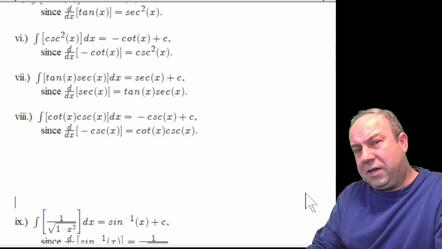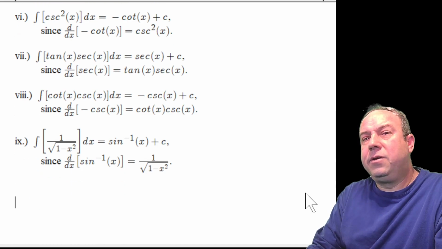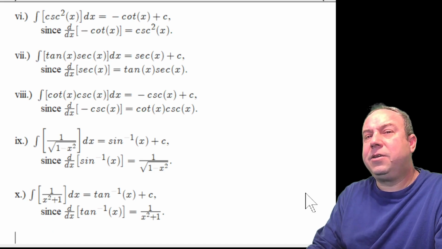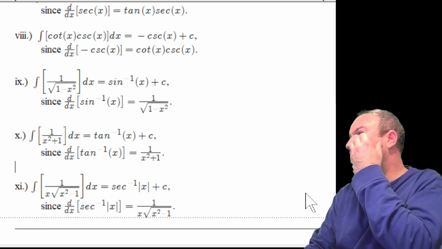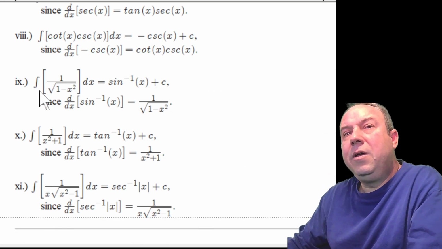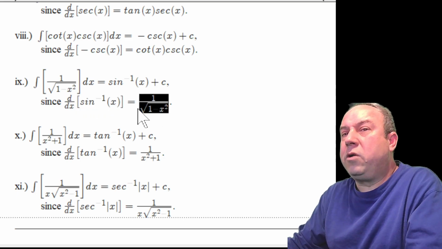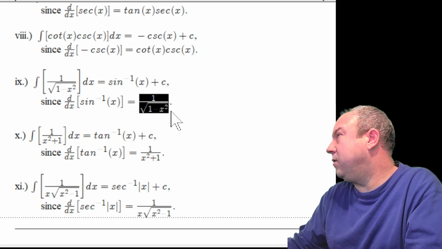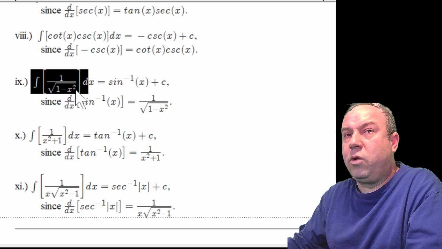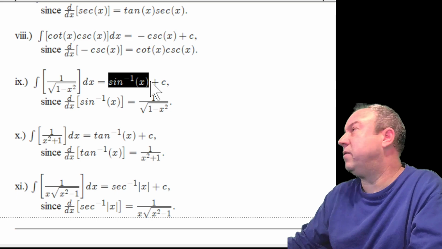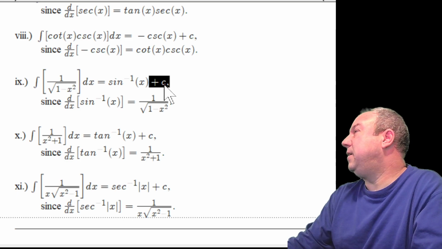The last 3 come from the derivative rules for the inverse trig functions: sine inverse, tangent inverse, and the last one, secant inverse. Since the derivative of sine inverse was 1 over the square root of 1 minus x squared, the antiderivative of 1 over the square root of 1 minus x squared must be equal to the sine inverse of x, plus some arbitrary constant c.